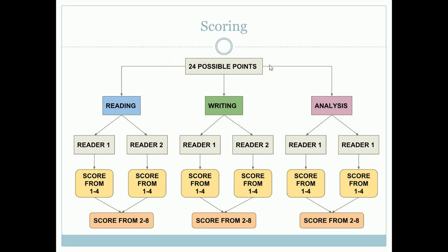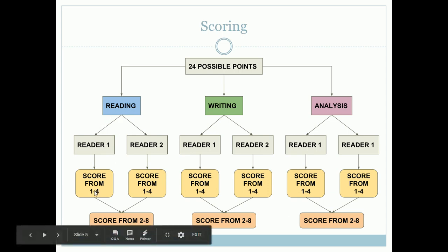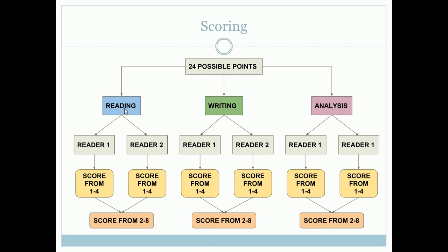The essay is scored out of 24 possible points, but that's broken down into 3 8-point categories: reading, writing, and analysis. The way that the essay is actually scored is you'll have 2 readers reading your essay, reader 1 and reader 2, and then they will assign a score for each of these categories out of 4. And then the scores will be added together, and you'll get a score for each category out of 8. So that's how the SAT essay is actually graded.